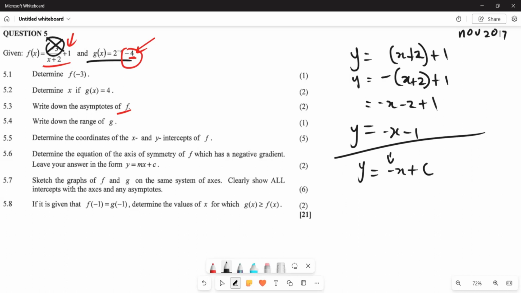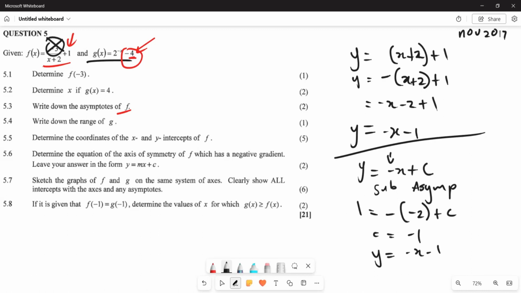And now what is it that you're going to do here? You are going to substitute your asymptotes to firstly find out your c, and then you write the equation. So what was your asymptote here? For y, your asymptote was 1, equals negative, the one for x is going to be negative 2. Remember, it was negative 2 plus c. And therefore, you find out your c. The c that you are going to find here is negative 1, right? So which means this y is the same as negative x minus 1 again, right?